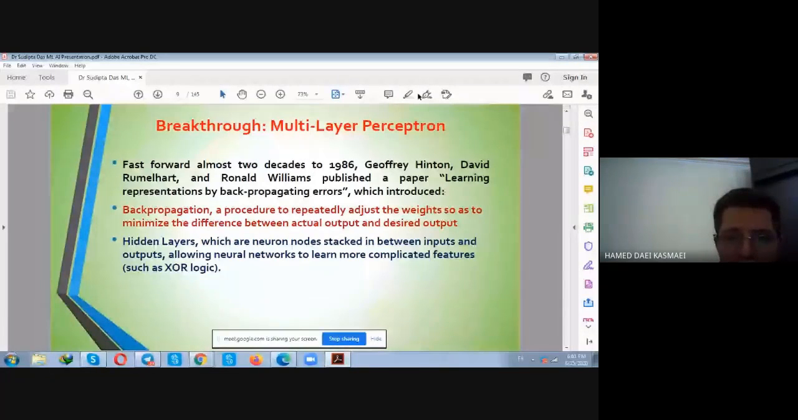Backpropagation was introduced two decades ago due to the efforts of Geoffrey Hinton, David Rumelhart, and Ronald Williams, who in 1986 published a paper about learning representations by back-propagating errors. It says backpropagation is a procedure to repeatedly adjust the weights so as to minimize the difference between actual output and desired output.